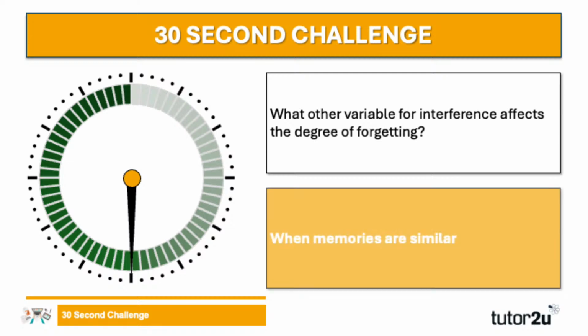So basically, what you need to know, and this is going to be really helpful for the stem scenarios that they give you in the exam, when we see a stem where the memories are similar, the degree of forgetting increases, or is affected. So similarity is affected here. Well done. Okay, our last 30-second question then.